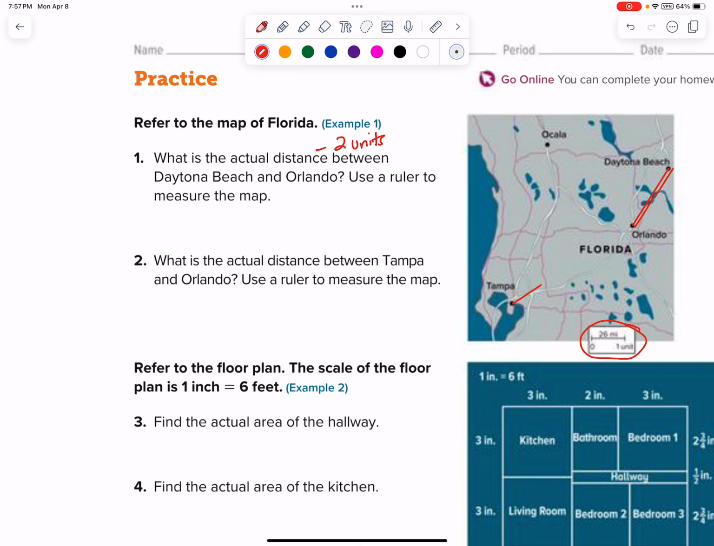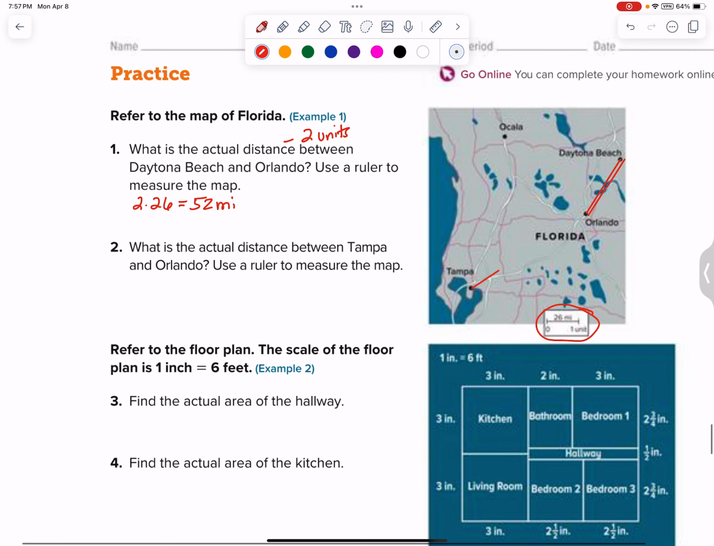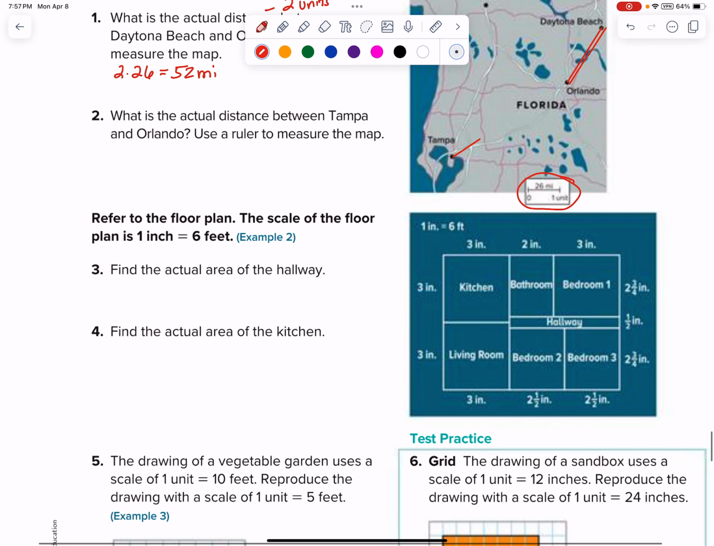Well, from Daytona to Orlando, it's 2 units. So if 1 unit is 26 miles, what's 2 units? Well, that's 2 times 26. So 2 times 26, I don't really have to make a proportion for these easy ones, equals 52 miles. Okay, so that's the actual distance from there. So go ahead and try out number 2 on your own.